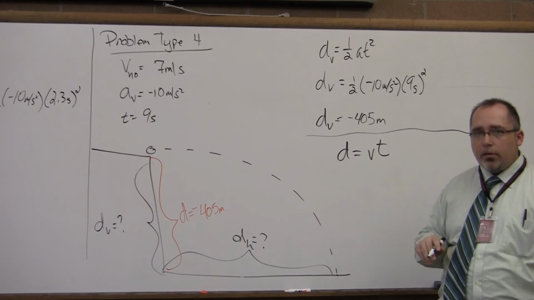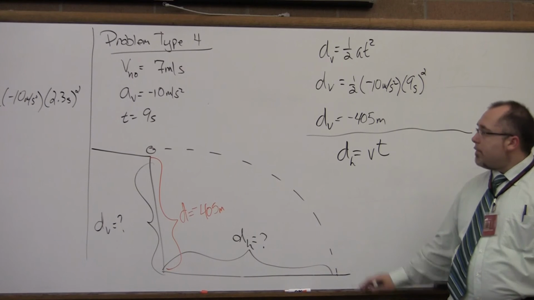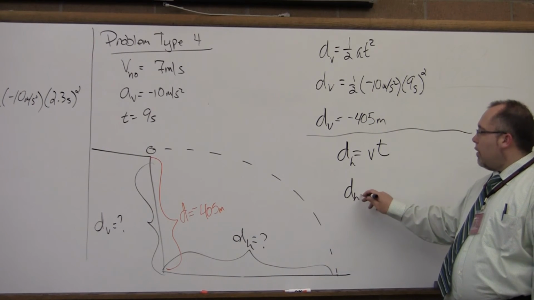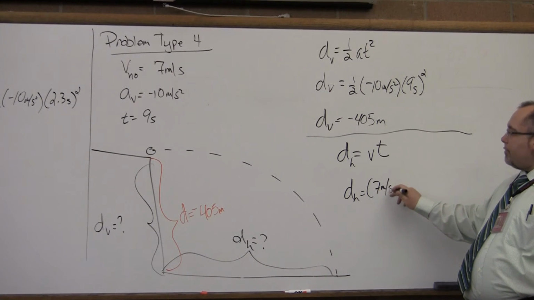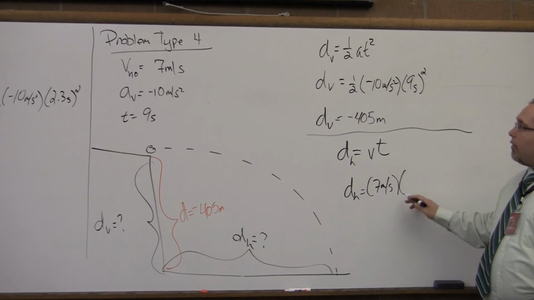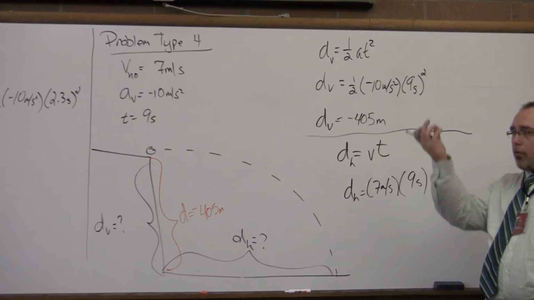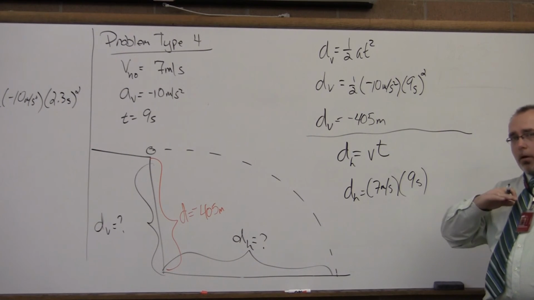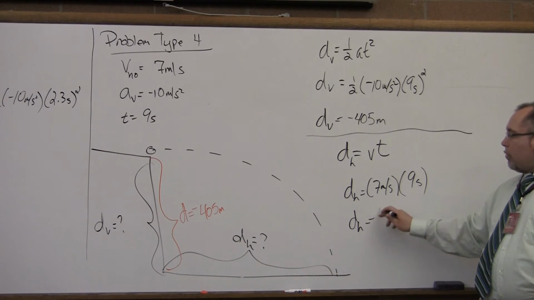That will be your first formula, which is simply distance is velocity times time. And now we're looking for that horizontal distance. So in this case, we have our horizontal velocity of 7 meters per second, times our time of 9 seconds. Notice we're not using gravity here, because gravity's vertical pull has no bearing on a horizontal motion. So simply 7 times 9, which is 63.